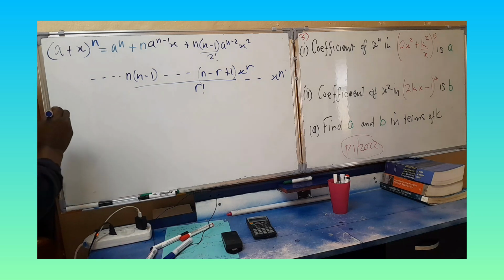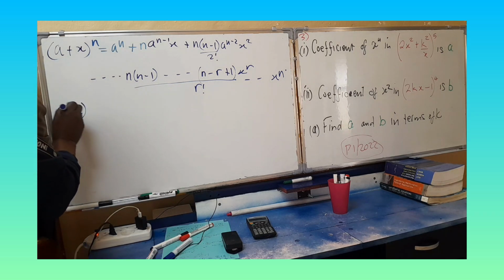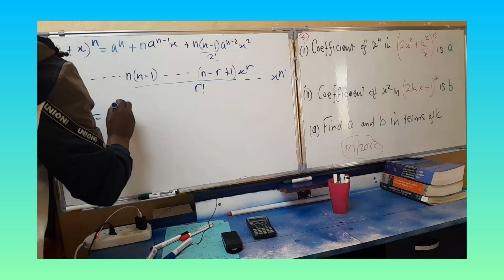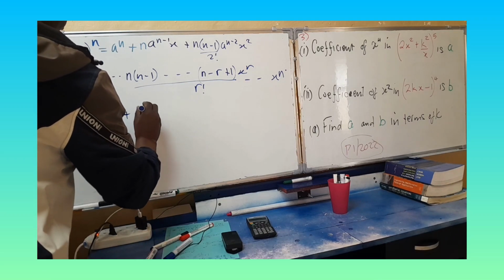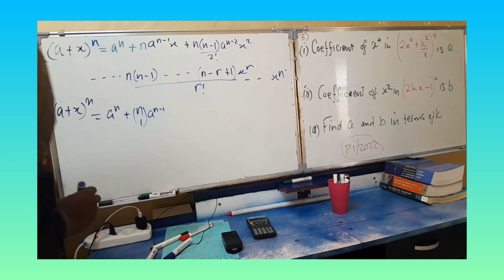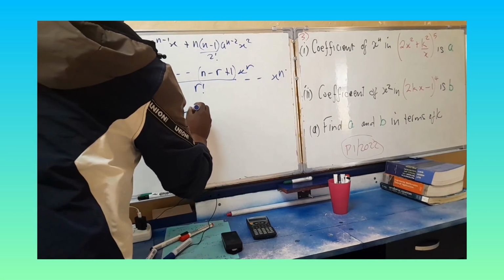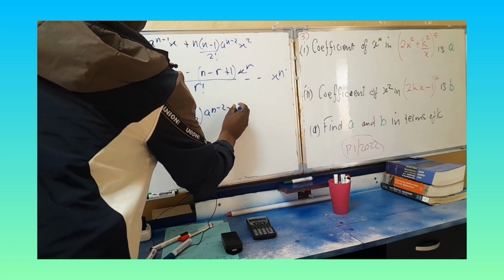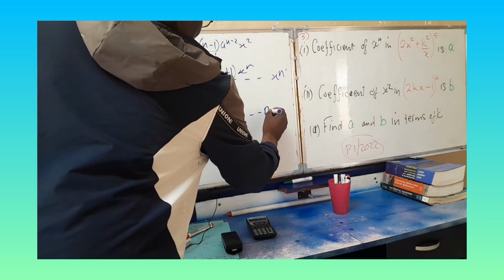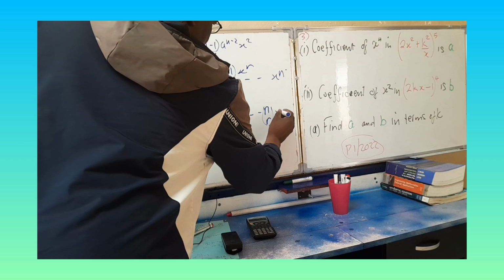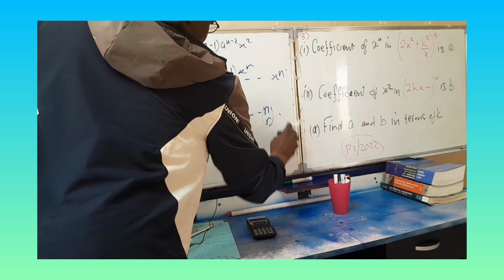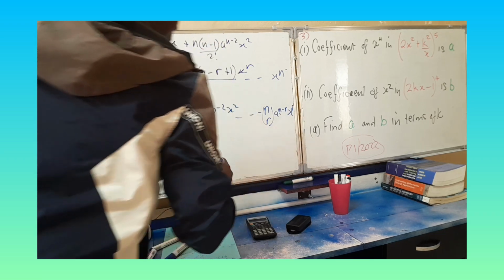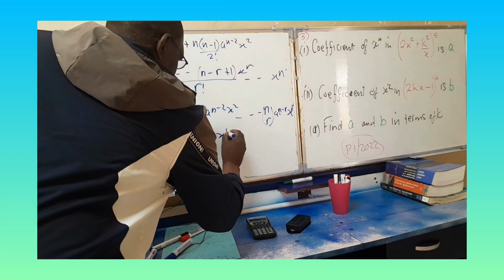Another form of the binomial theorem is (a + x) to the power n is equal to a to the power n plus nC1 a to the power n minus 1 x plus nC2 a to the power n minus 2 x squared, and so on, nCr a to the power n minus r x to the power r, all the way up to x to the power n.